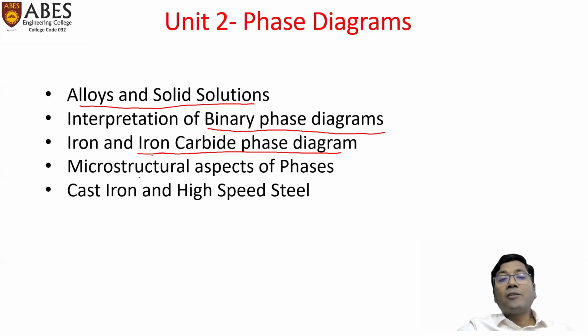Similarly, in microstructural aspects of phases, we'll analyze the different phases like alpha ferrite, gamma austenite, delta ferrite, and cementite, pearlite, ledeburite. All those phases would be studied in detail, and the microstructural aspects would be analyzed. Similarly, in the last, we'll see about cast iron and high speed steel.